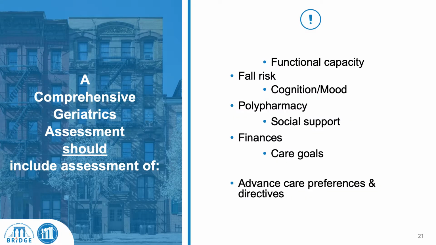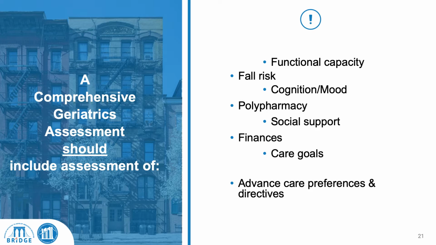A comprehensive geriatric assessment should include assessment of functional capacity, again, their ability to complete their activities of daily living by themselves or with assistance or with supervision. Also their independent activities of daily living. An assessment of their fall risk, their cognition or their mood disorders or lack thereof, polypharmacy, which I'll cover also in a little bit, their social support, their caregivers, their finances, their care goals.